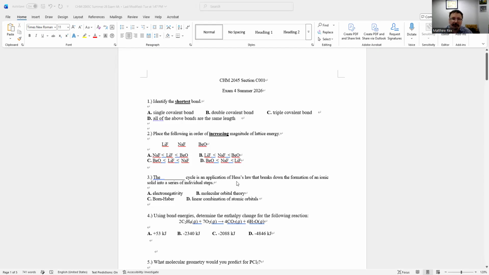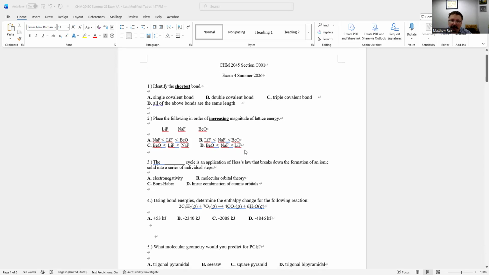Okay, so identify the shortest bond. So we have a single covalent bond, double covalent bond, and a triple covalent bond. So this would be like C with one line, C with two lines to another C or nitrogen or whatever, or C with three lines to another atom. So the more bonds we have, the stronger the bond becomes, and the closer those two atoms are going to get to each other. So the shortest bond should be the triple covalent bond.